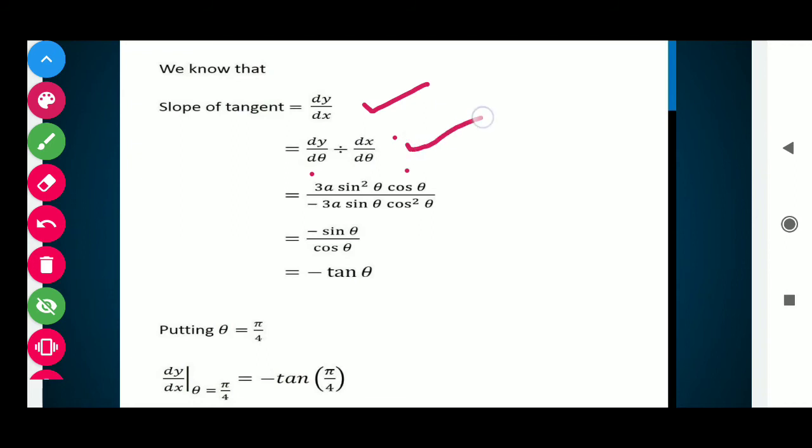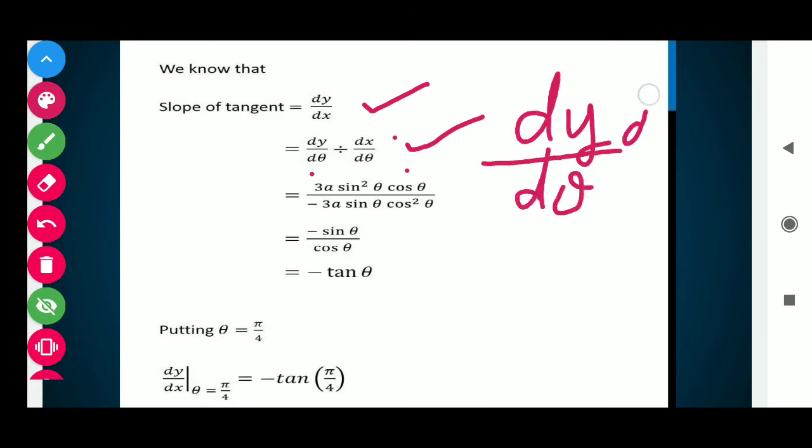We can also write, as you already have done in the parametric method, dy over dx as dy over d theta divided by dx over d theta. In this way, d theta and d theta will cancel out, and we will again get dy over dx. Now put the values of dy over d theta and dx over d theta to get the slope of the tangent.